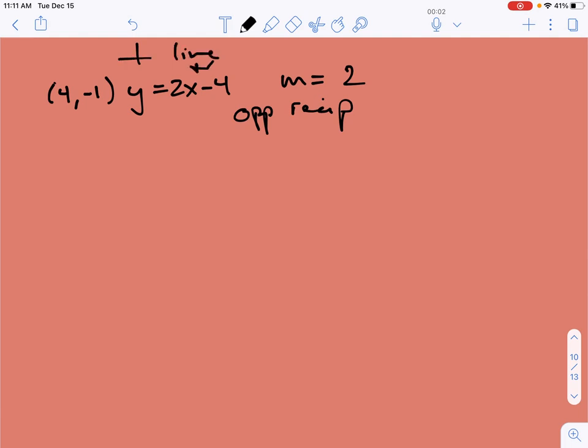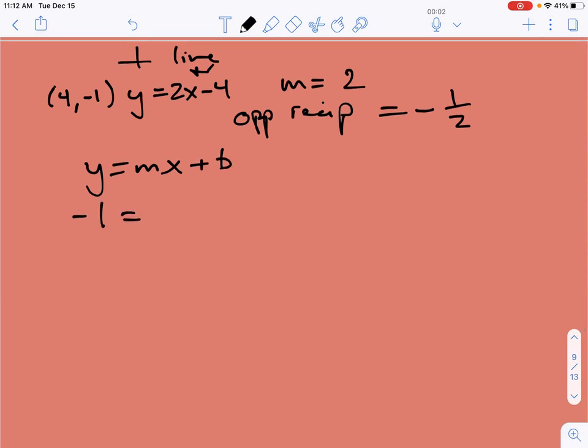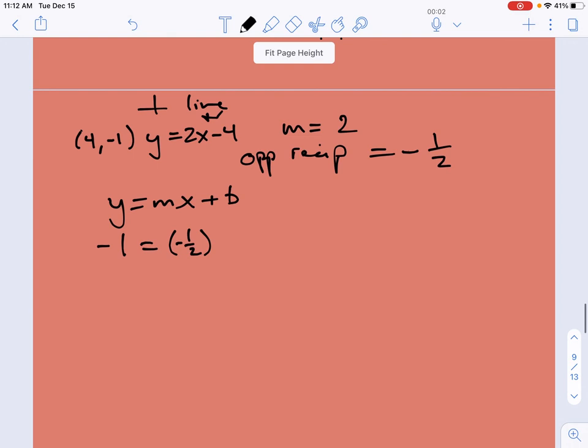So the opposite reciprocal of 2, well, the reciprocal is 1/2, and then because it's positive, it becomes negative. All right? So now we're going to take that point and our new slope, and we're going to put that in this equation here. So we have -1 equals m is -1/2 times x, which is 4.